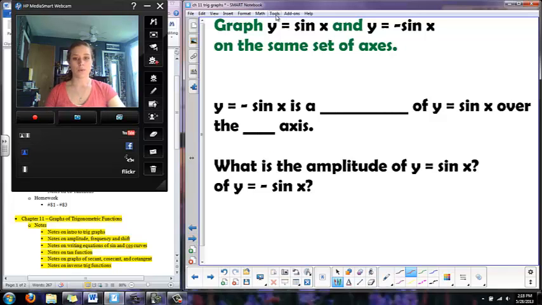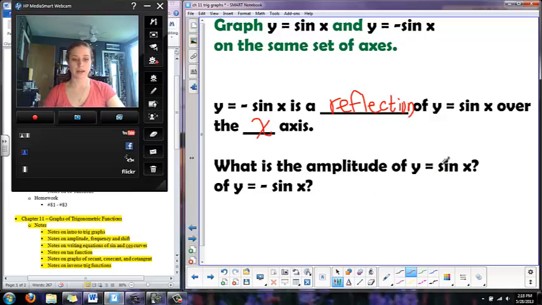I went over this as well, graph sine of x and negative sine of x in the same set of axes, and we figured out that negative sine of x is actually a reflection of y is equal to sine of x over the x-axis.